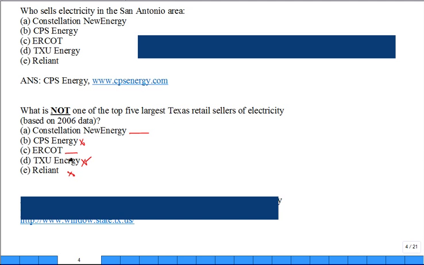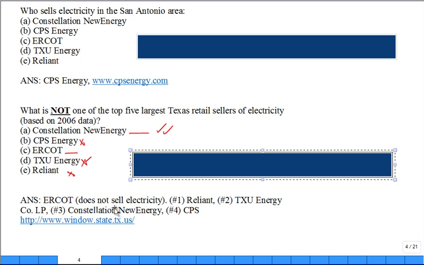What do you think? Let's just vote. A. You're voting wrong, people. C. Oh, very good. And why C? ERCOT does not sell electricity. It's the Electric Reliability Council of Texas, and what they do is manage the grid.